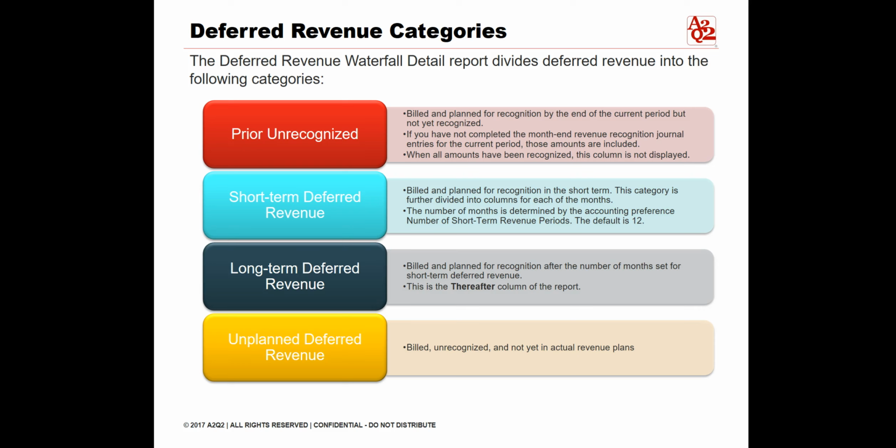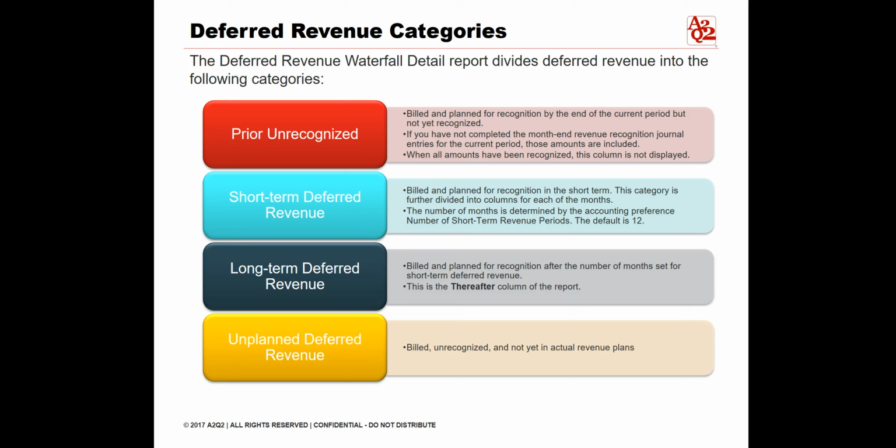The Deferred Revenue Waterfall Detail Report divides deferred revenue into the following categories and what they cover: prior unrecognized, billed and planned for recognition by the end of the current period but not yet recognized. If you have not completed the month-end revenue recognition journal entries for the current period, those amounts are included. When all amounts have been recognized, this column is not displayed.